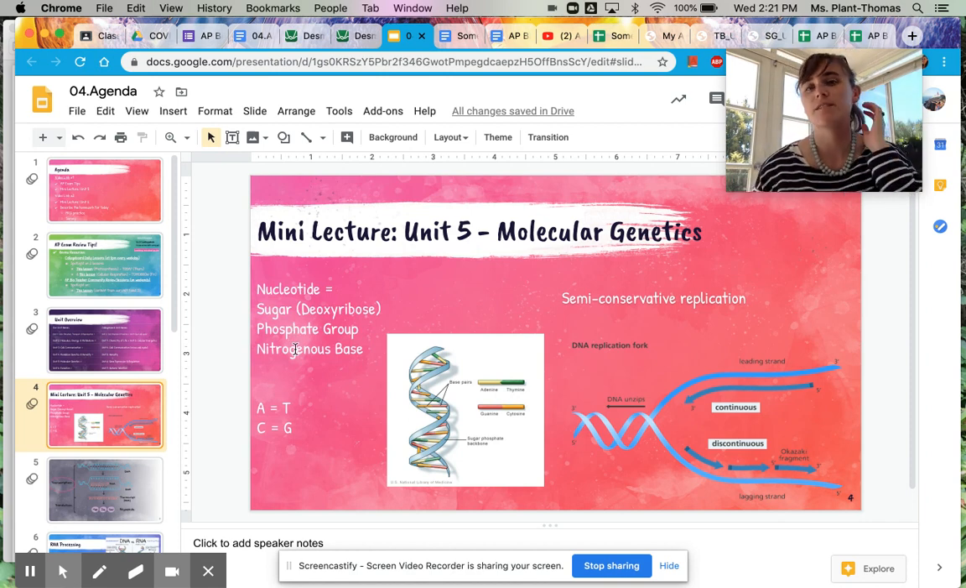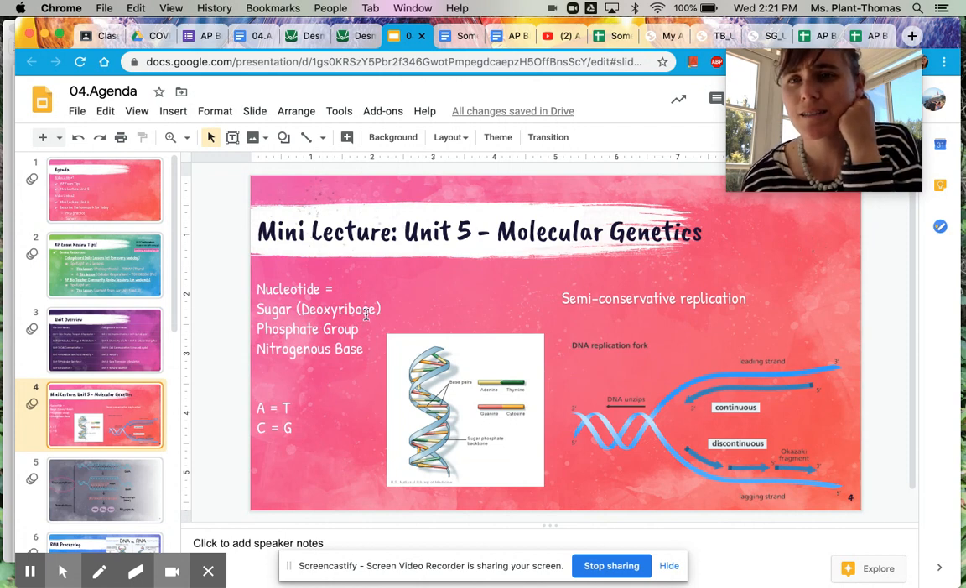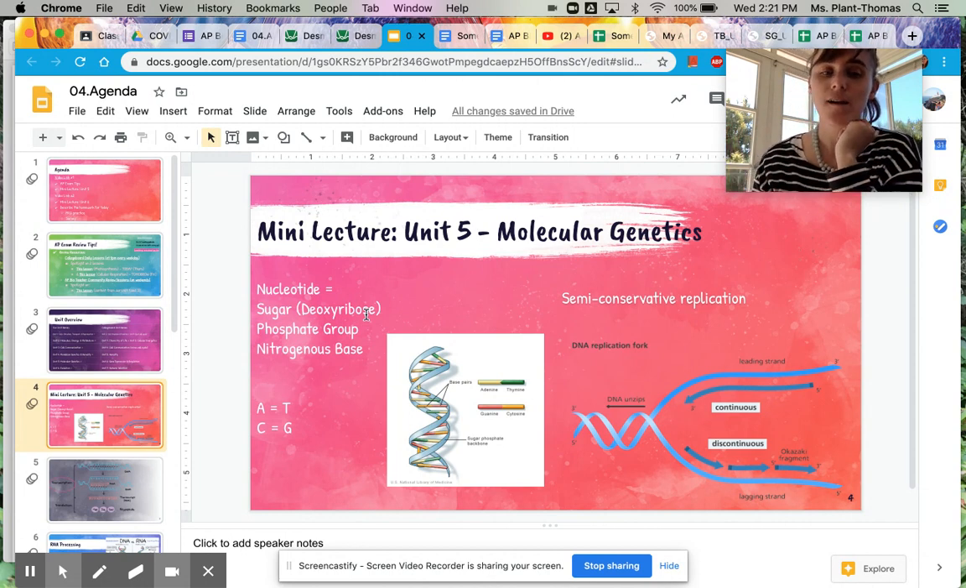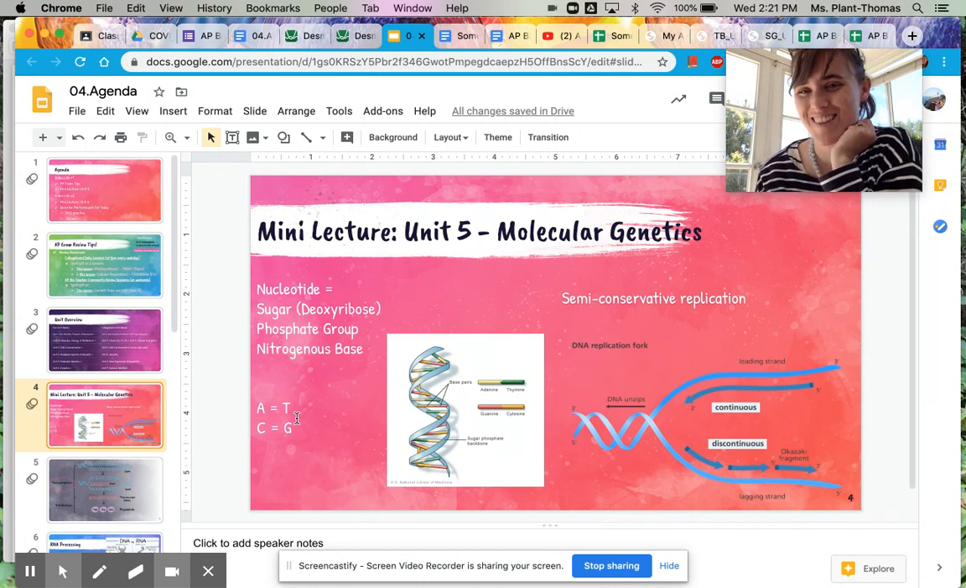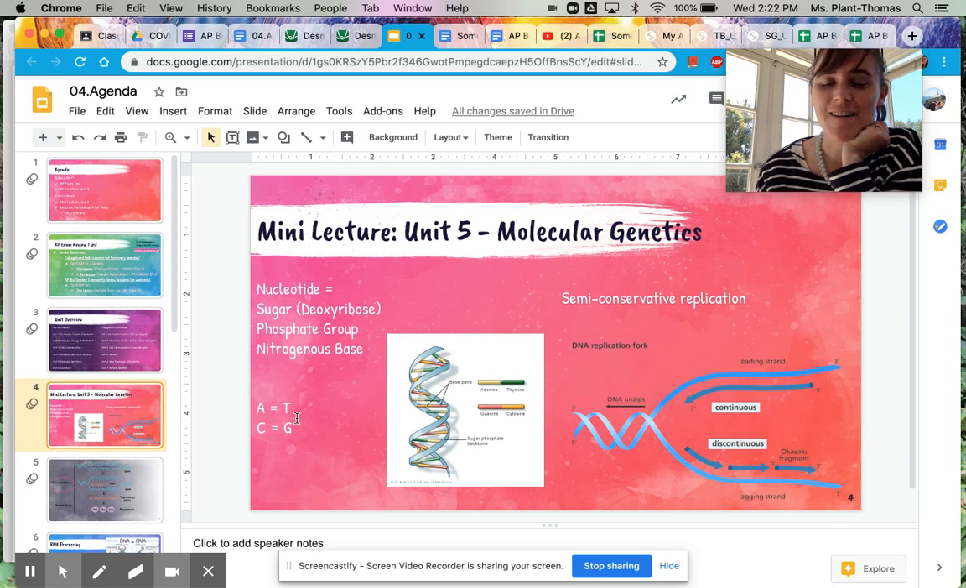In the case of DNA, the sugar is called deoxyribose. That's why it's DNA, because DNA stands for deoxyribonucleic acid. And then the nitrogenous base can be either adenine, thymine, cytosine, or guanine. Adenine binds with thymine, cytosine binds with guanine.